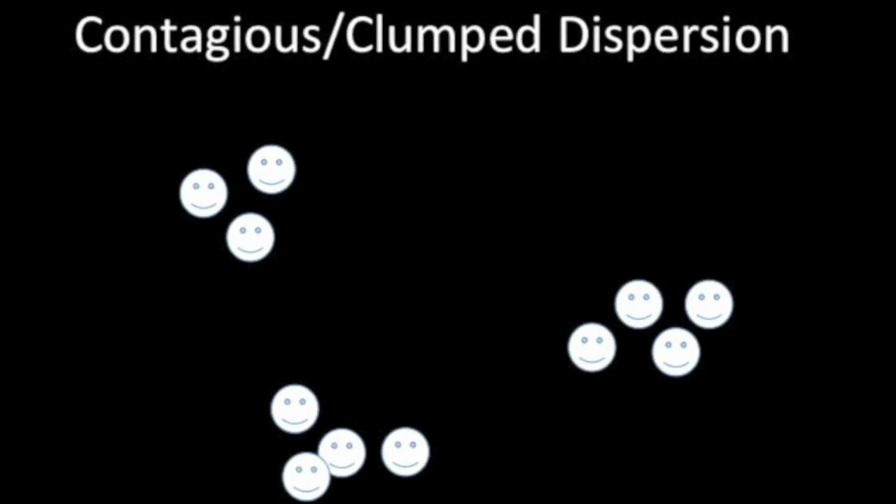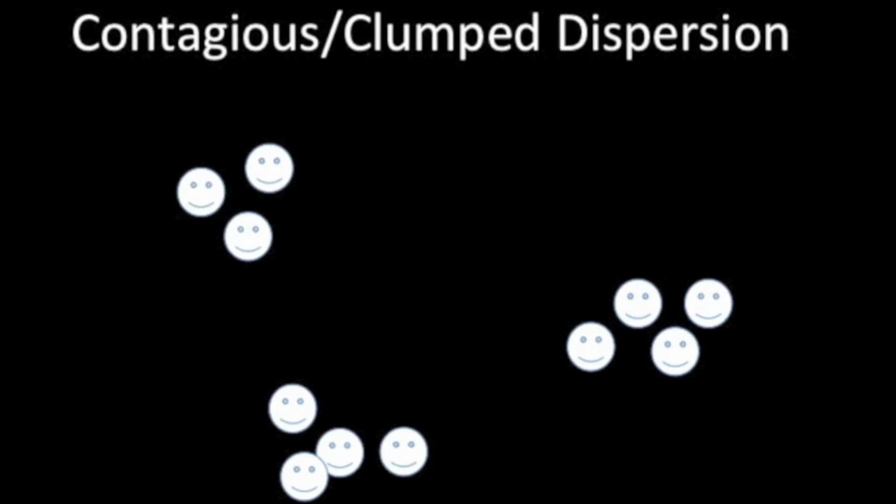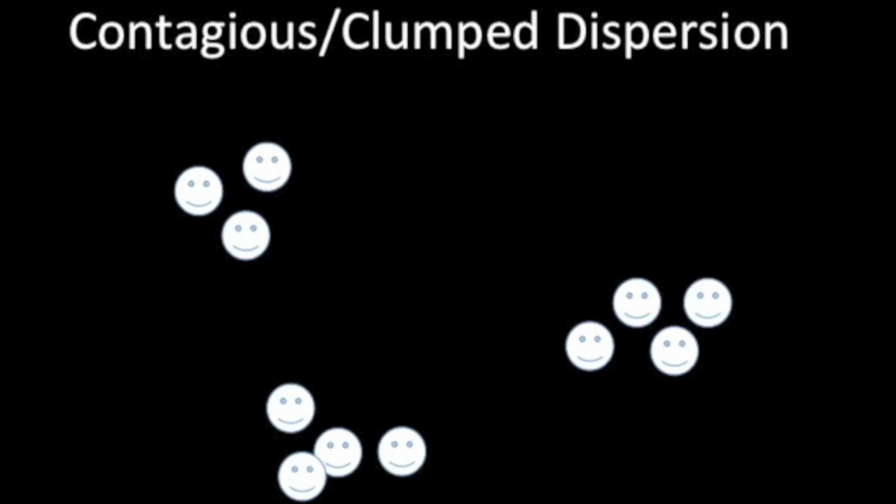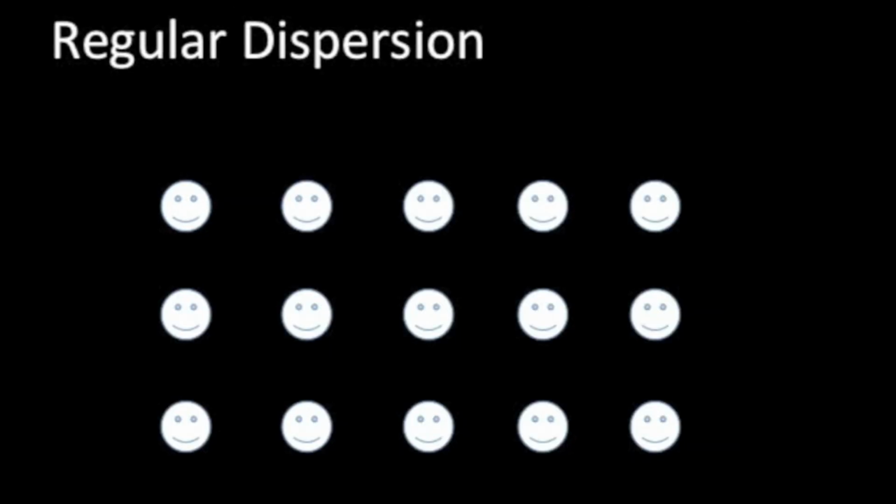Contagious dispersion patterns, or clumped, are those where the presence of an individual increases the probability of finding another one nearby. Regular dispersion, indicated by more even spacing than would be predicted by a random dispersion, may suggest territoriality or some limiting resource.